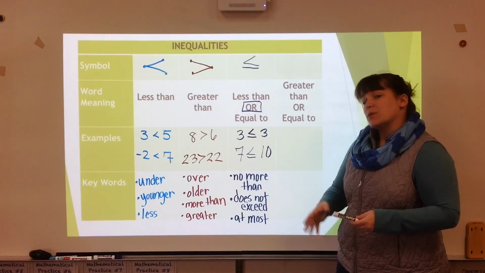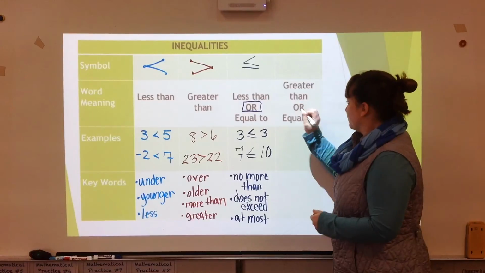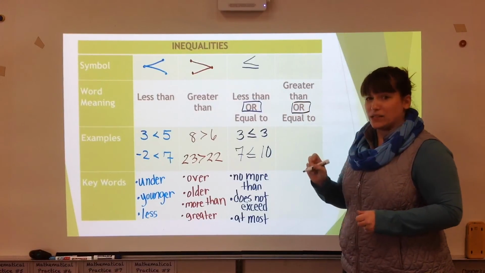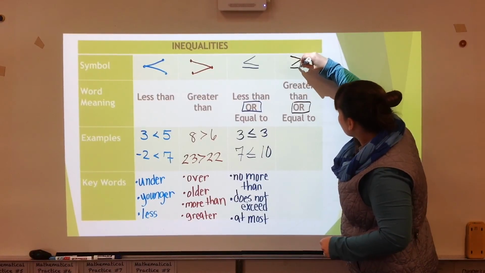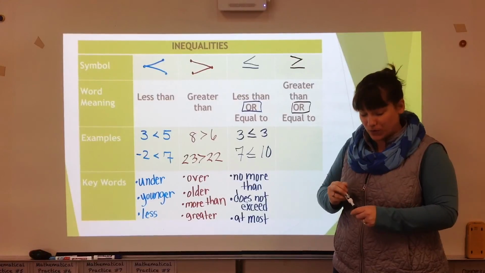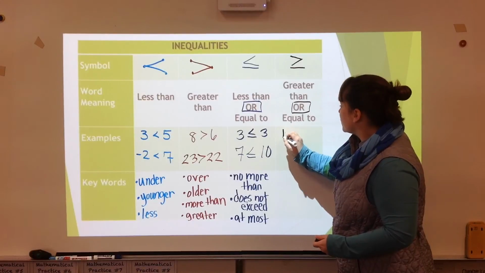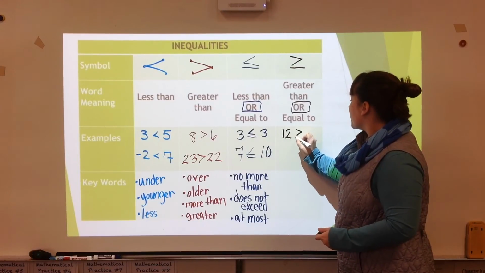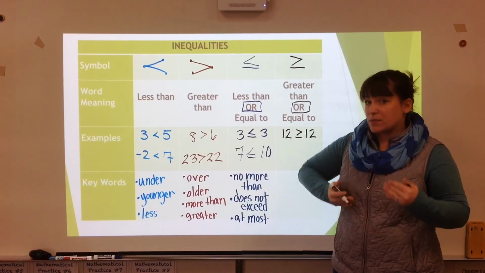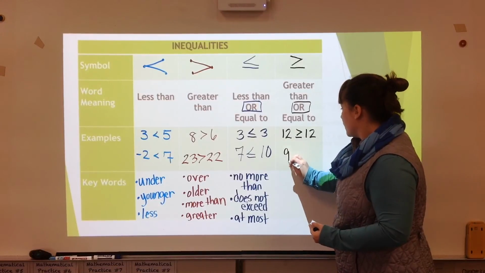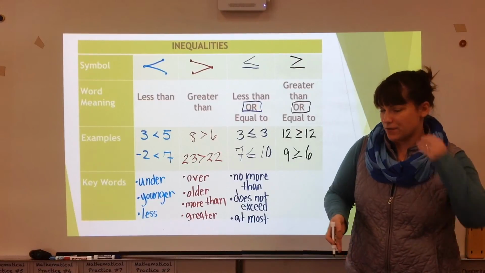The last column deals with the last new symbol. It is titled greater than or equal to. So again, it has 2 things going on. It has the greater than symbol, and it has that line going underneath it. That very important line telling you that it could be greater or it could be the same. One example for it to be the same might be 12 is greater than or equal to 12. In this case, it's equal. Or you could have it be greater, like 9 is greater than or equal to 6. In this case, it happens to be greater than the 6.